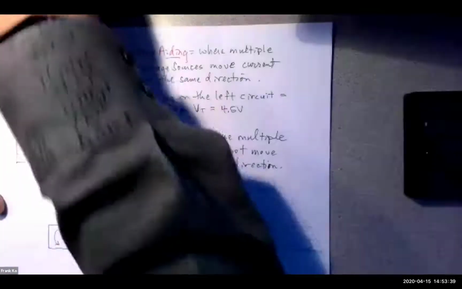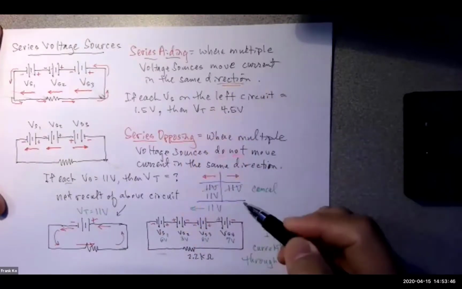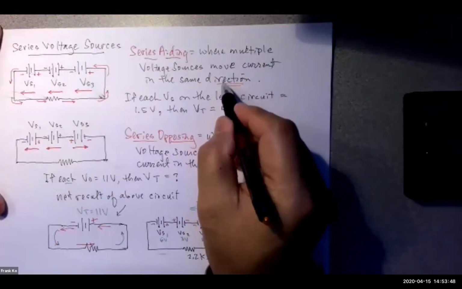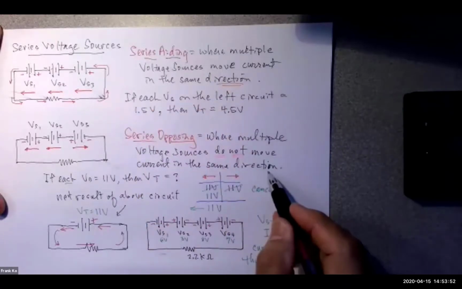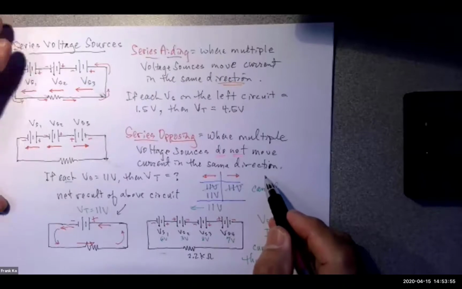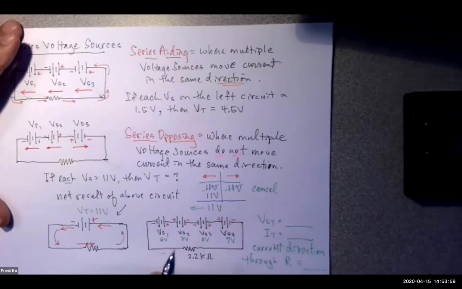Okay, did everybody hear that? After you mark the polarity of the sources, you then have to find the direction of the sources. Do the directions move where they're series aiding, or do they move in opposite directions? They do not move in the same direction. Well, you've got to mark the directions first. So the first voltage source, VS1, wants to move electricity to the left or to the right.